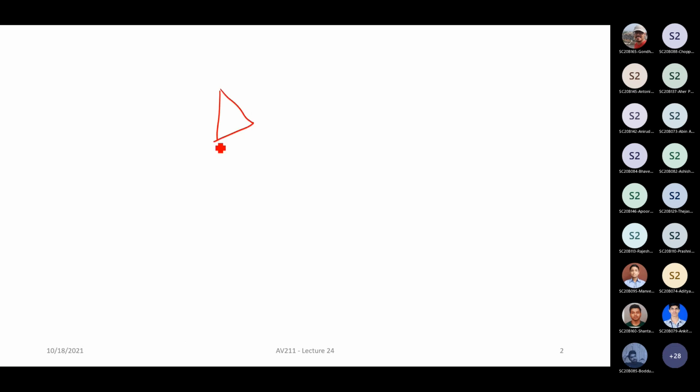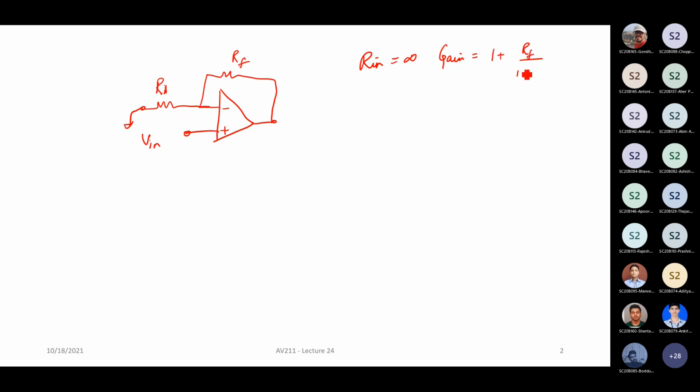Now, in a non-inverting amplifier, just to refresh our memory, we give the input here and we have a feedback network which looks like this. Let's say this is your R feedback. Let's say this is your R1 and this was grounded, right? And we saw that the input impedance is infinite. The gain is given by 1 plus the feedback resistor by the other resistor. And the gain is positive here, which means that the input and the output are in phase. And the output impedance is 0 because it is an ideal op-amp, right?